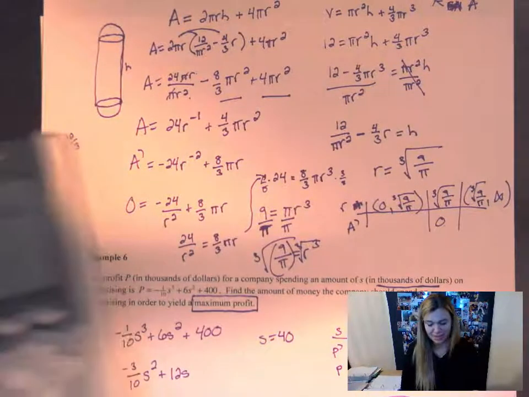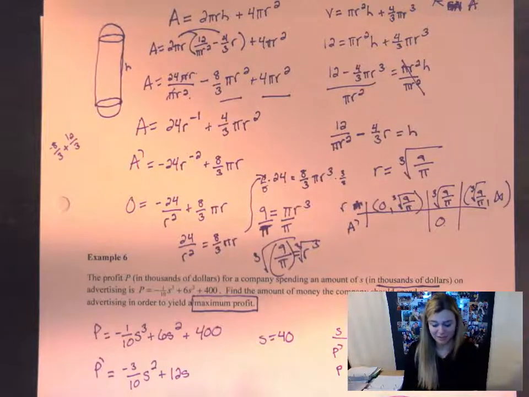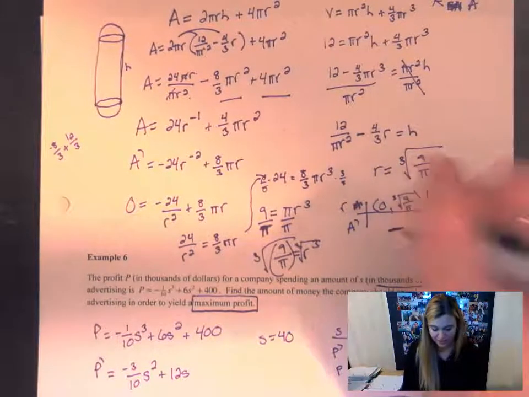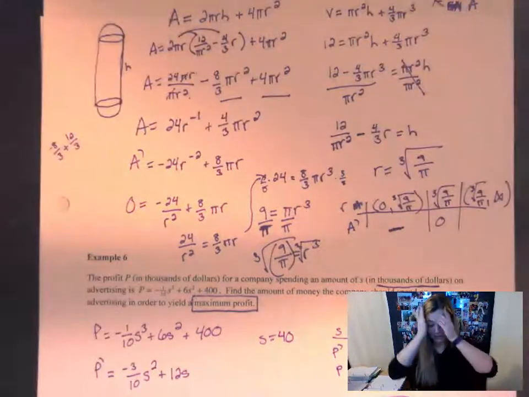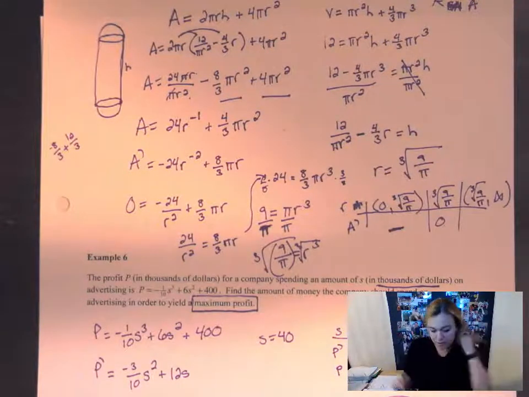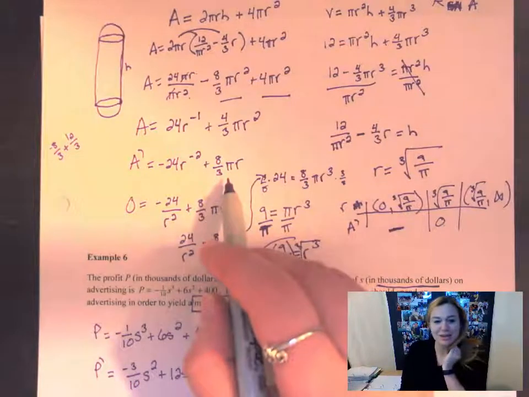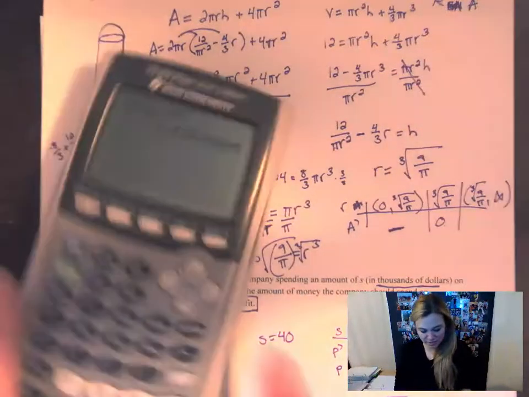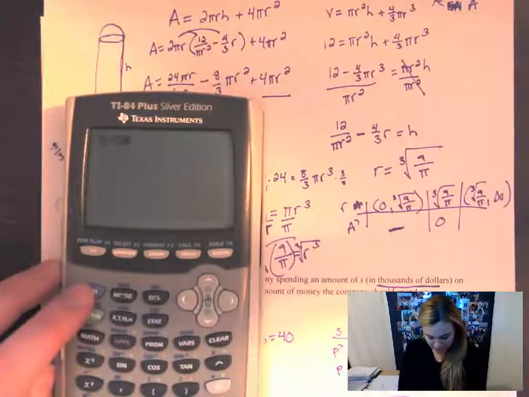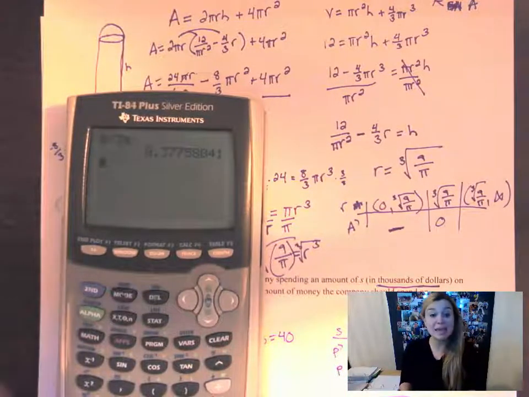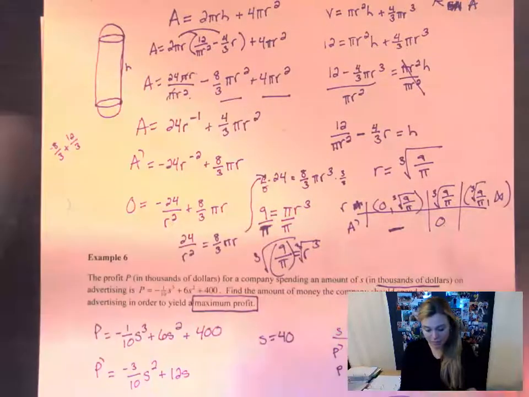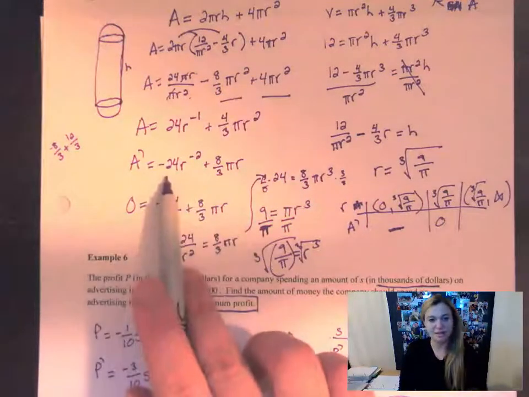8/3 pi, I believe that this will still be negative. Yeah, because 8/3 times 1 will be positive, but 8/3 of pi is only going to be like 7 something. Let's check. 8/3 pi. Oh, 8.3, excuse me. Which does not compare to this -24.